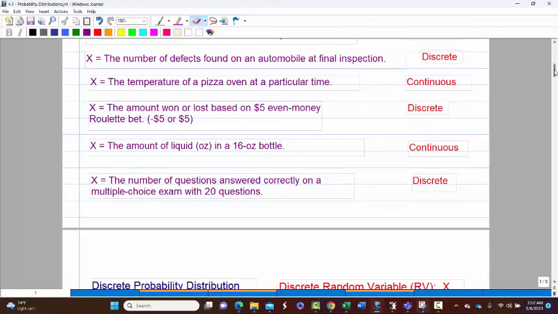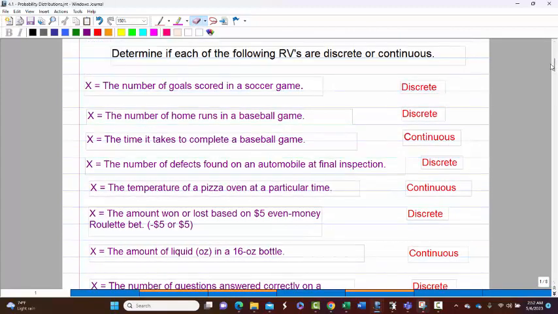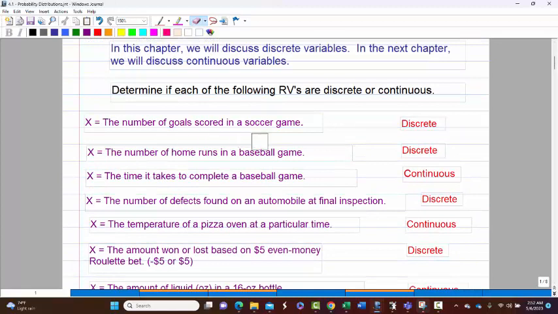So let's look at a few of these. Number of goals scored in a soccer game, that would be discrete. Like I said, the number of anything is discrete. Number of home runs in a baseball game is discrete. And you don't have to even know how many there are going to be. Before a baseball game even starts, you don't have to have a stopping point, but it's going to be either 0 or 1 or 2 or 3 or whatever. It's not going to be 1.57 home runs hit in a game.